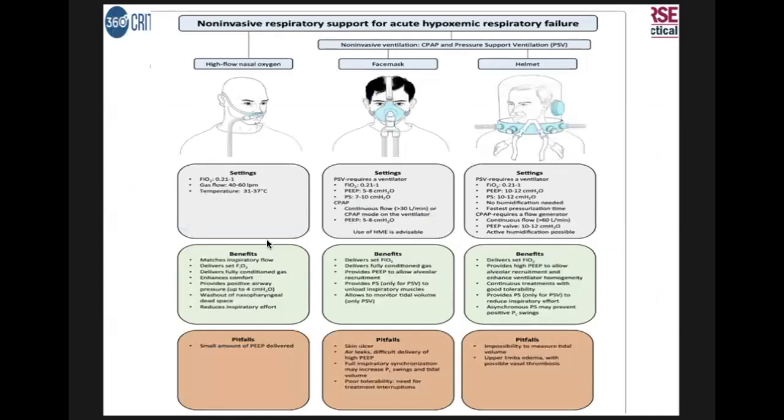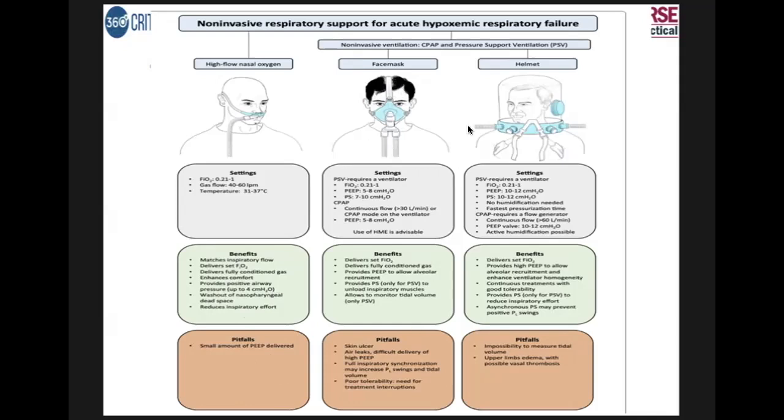So this is a picture depicting the various masks we discussed now. The high flow nasal cannula, where the settings available are FiO2 between 0.21 to 1, the gas flow can be adjusted between 40 to 60 liters per minute, and the temperature is humidified between 31 to 37 degrees Celsius. Benefits: it matches the inspiratory flow, delivers set FiO2, delivers fully conditioned gas, enhances comfort, provides positive airway pressure, washout of the nasopharyngeal dead space, and reduces the inspiratory effort. But the pitfall: only a small amount of PEEP is delivered, approximately 4 to 5 centimeters of water.